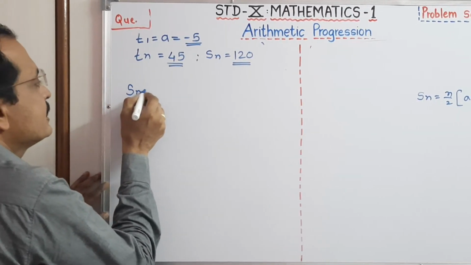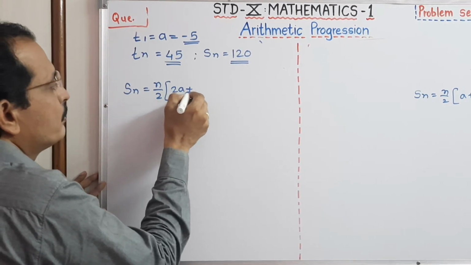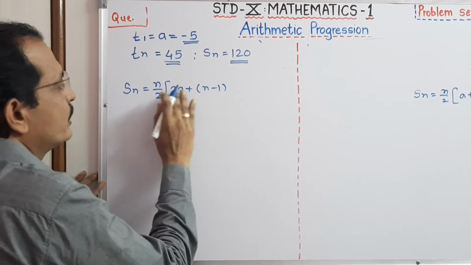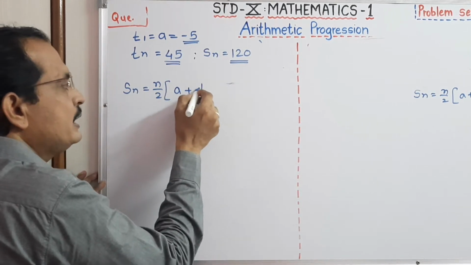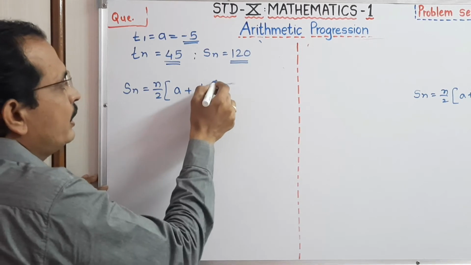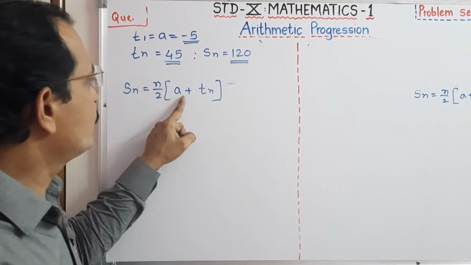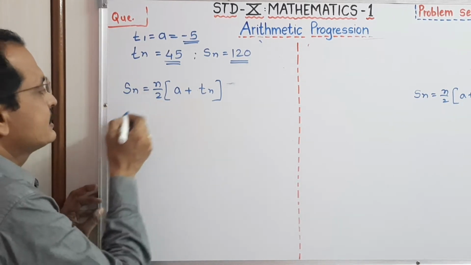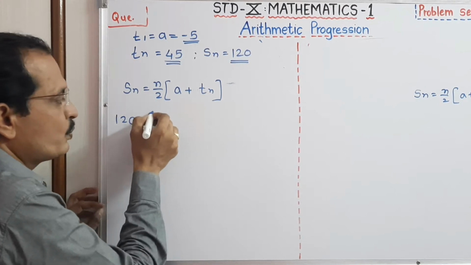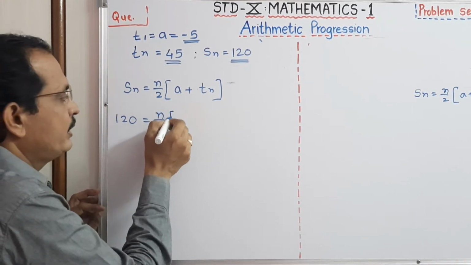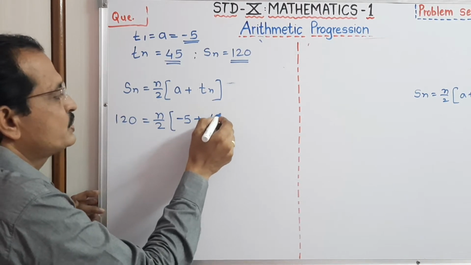Dear student, Sn is equal to n upon 2 into 2a plus n minus 1... sorry, here we have to use which formula? It is n upon 2 into a plus Tn, or we can write l. Now Sn is given, it is 120, equal to n upon 2. We have to find out the value of n, and here a means the first term, it is minus 5, plus the last term, 45.